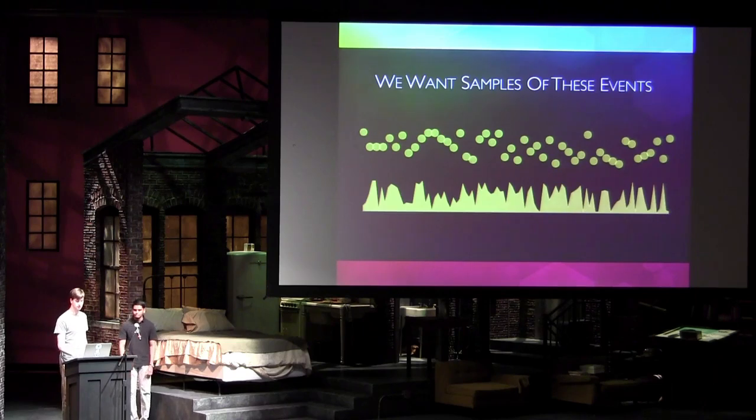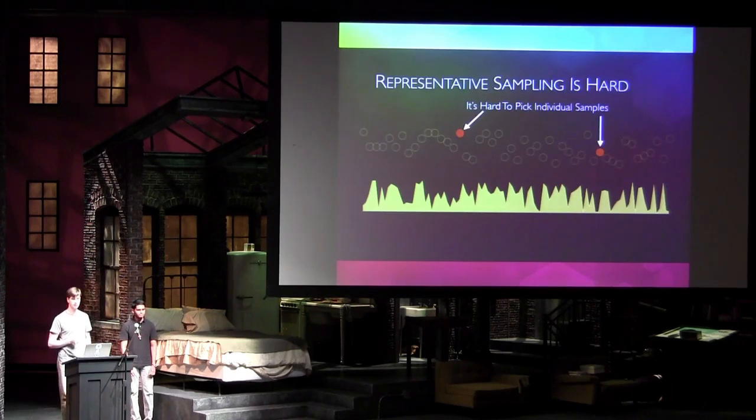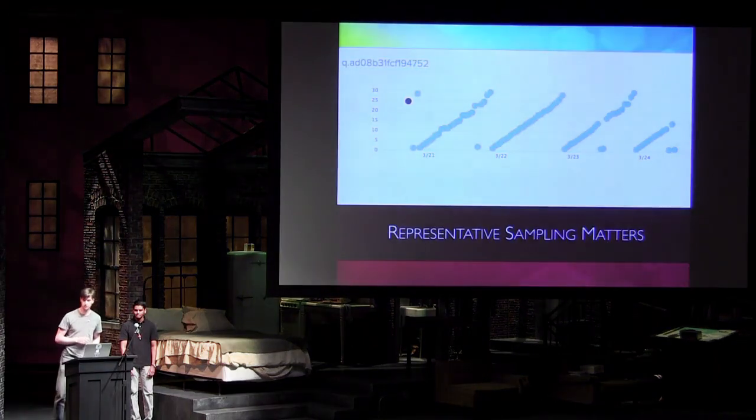So we want these events not to be completely thrown away. We want representative samples of the events. And it turns out to be very hard to do this. So that's what this talk is all about. And representative is very important.